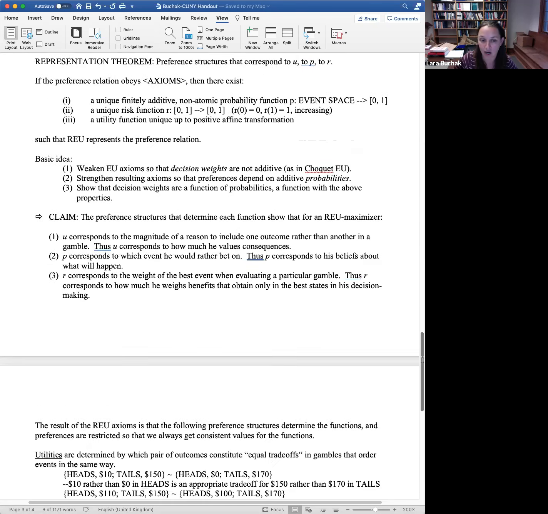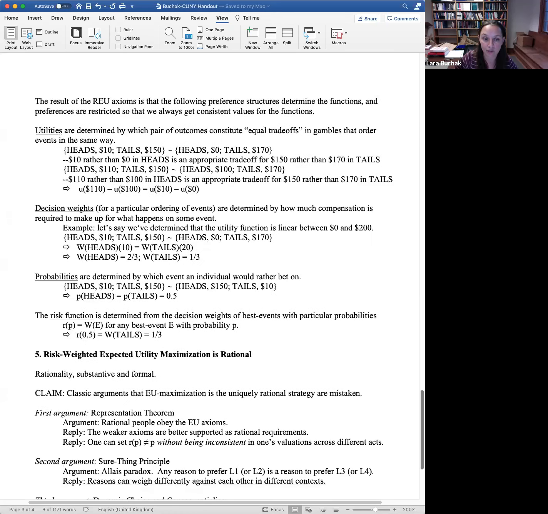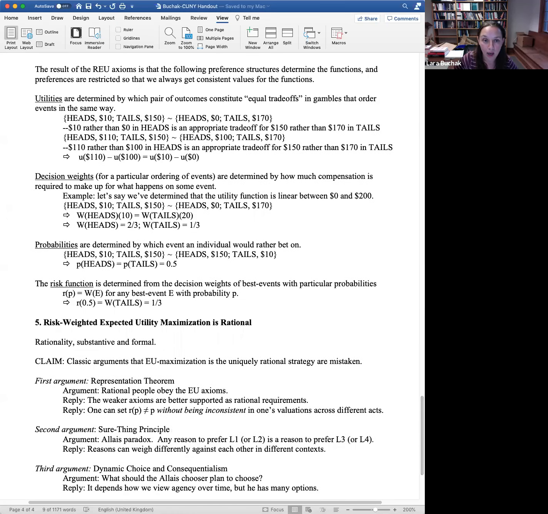I'll give you a really quick example of how each of these things is determined. What the axioms do is they say things like, if you have this preference, then you've got to have this preference too, because those are the preferences that extract your utility function. And so they've got to be the same, so that no matter what preferences we look at, we get the same utility function. So I'm going to show you how we get each of these functions from examples of your preferences.